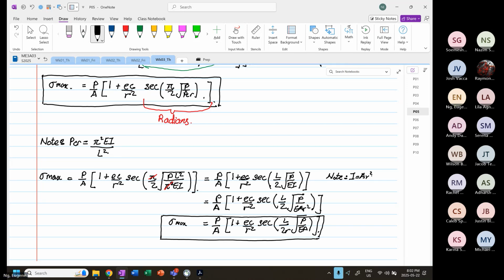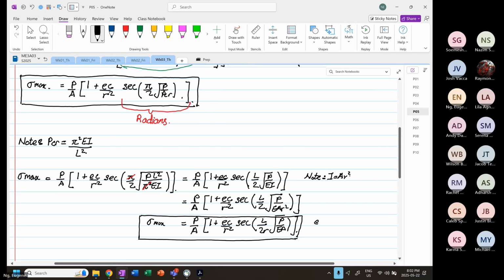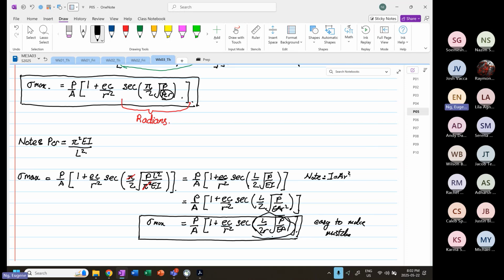But the problem is that it's easy to make a mistake. Why? Because in the first form you formulate your PCR first, so you can calculate your PCR first. Over here, you lump all of them in one expression, which can be difficult sometimes. So that is the theory of eccentric buckling.